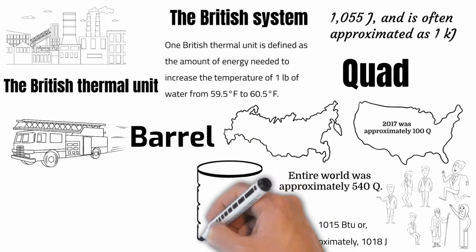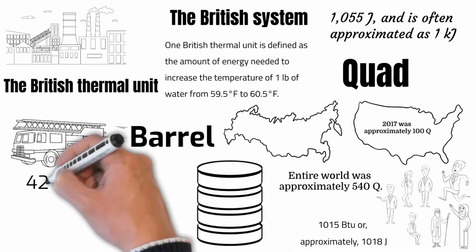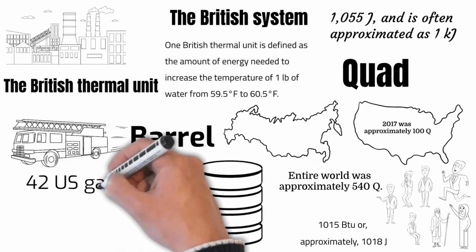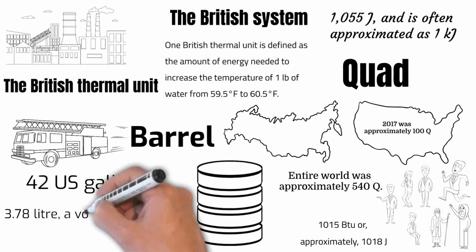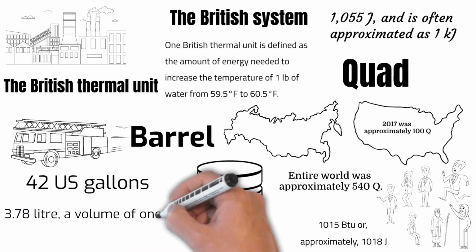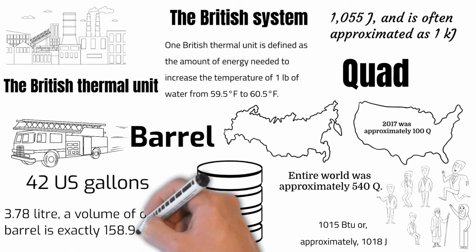Barrel is another unit which is commonly used in the oil market. This unit is a unit of volume, but in the oil market it is very common. 1 barrel is exactly 42 US gallons and is easily converted to any other unit of volume. As the US gallon since 1893 is defined as 3.785 liters, a volume of 1 barrel is exactly 158.98 liters.